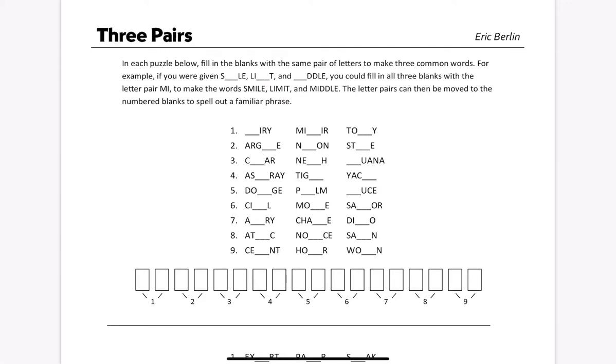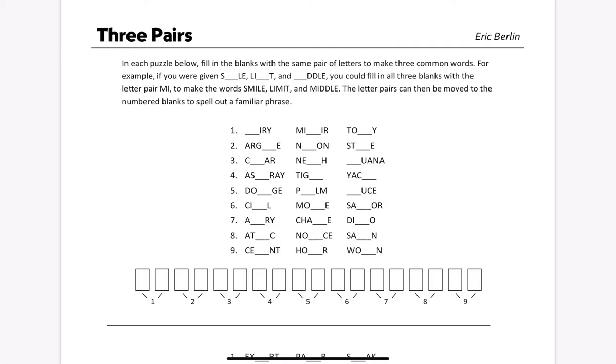Today I'm going to do a puzzle called Three Pairs. This is by Eric Berlin. It's part of his Puzzle Snacks service or series of puzzles that is a subscription service. It's a great subscription service that I pay for. This is, again, as I often say, not a paid promotion. This is something I actually pay for, and I just think is great.